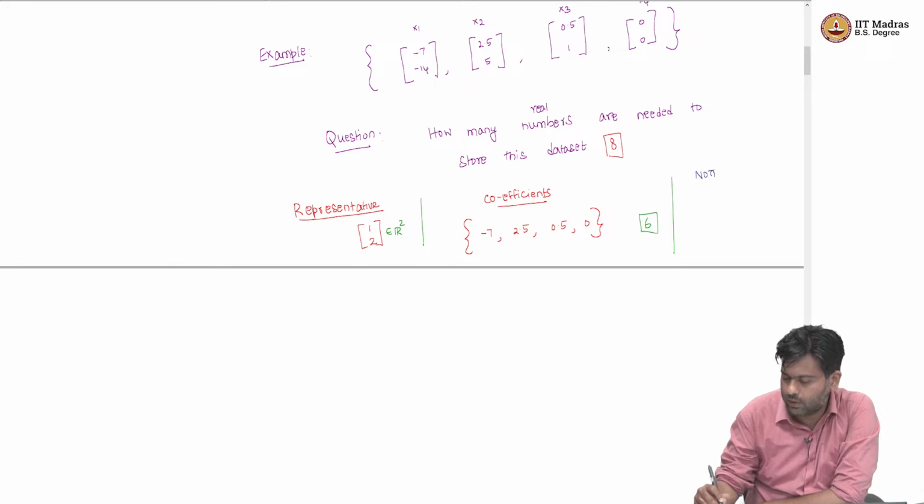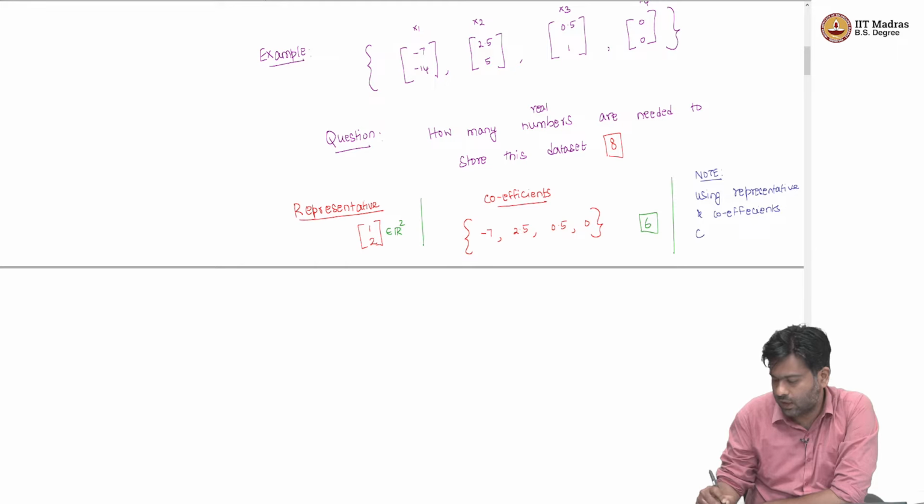Now, we will talk more about this, but at this point I want you to make a note of this point that using the representative and the coefficients, one thing that we are able to achieve is we can reconstruct the data set exactly.